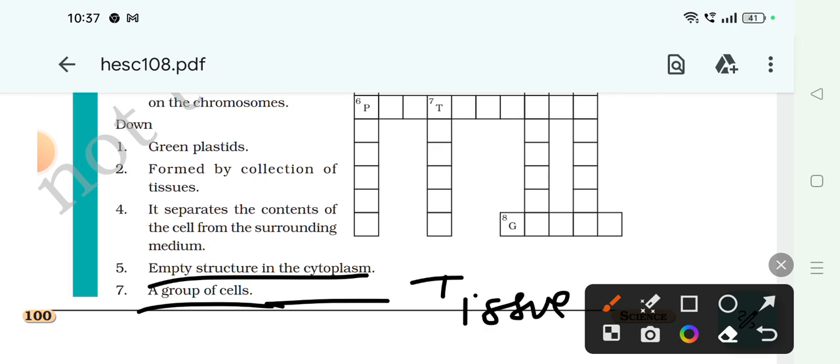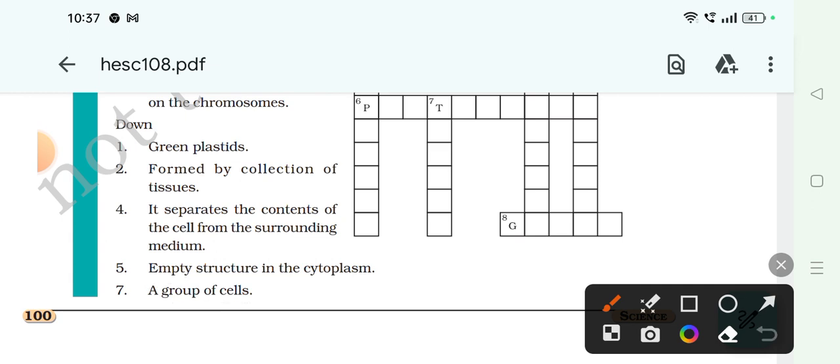I will like to tell you one fun fact. Did you know the study of tissue is known as histology and the study of cell is known as what? This is my question to you.